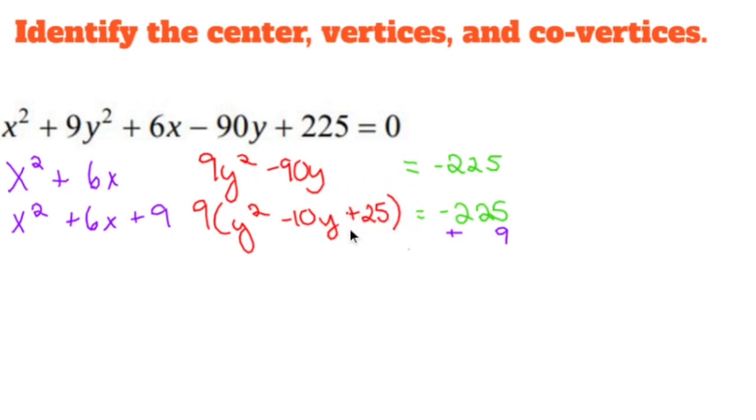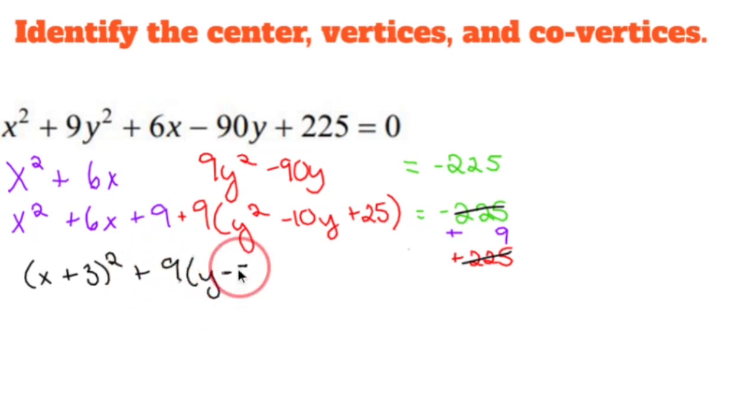Now this is where you have to be careful. I'm not going to add 25 to both sides. Technically, on the left here, 25 lives inside of a parentheses that's being multiplied by 9. So if I'm going to add something to both sides, I'm adding 9 groups of 25, which is 225. Okay, tricky. But what that leaves me with is (x plus 3) squared plus 9 times (y minus 5) squared equals 9.